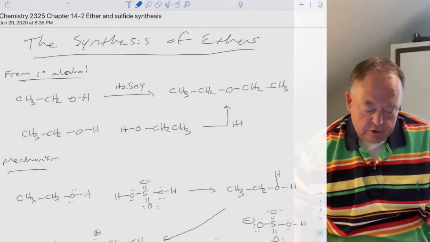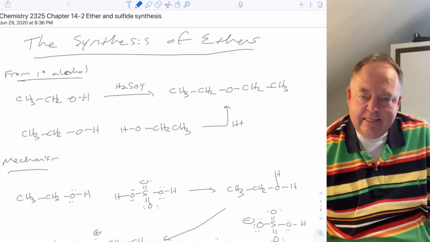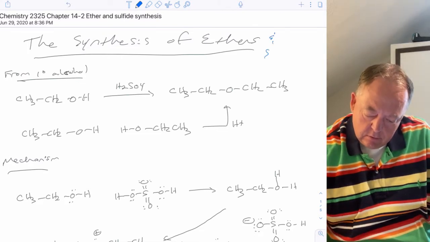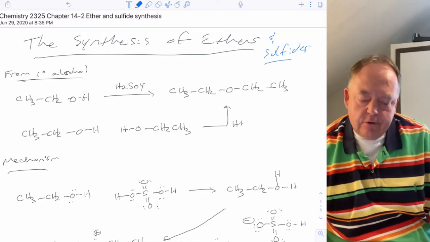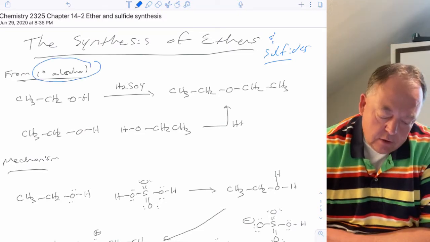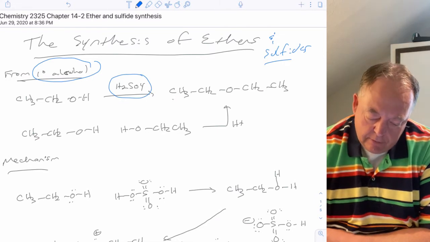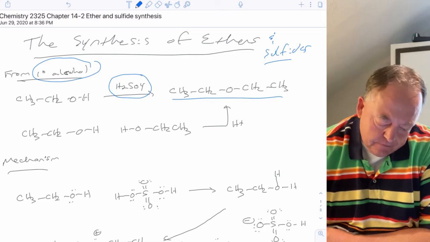In this lecture, the second lecture out of chapter 14, we'll look at how to synthesize ethers and how to synthesize sulfides. We've talked about one way to synthesize ethers in a previous chapter. You can synthesize them from primary alcohols by reacting them with sulfuric acid, and then that would make this. So take the ethanol, that would make the diethyl ether.